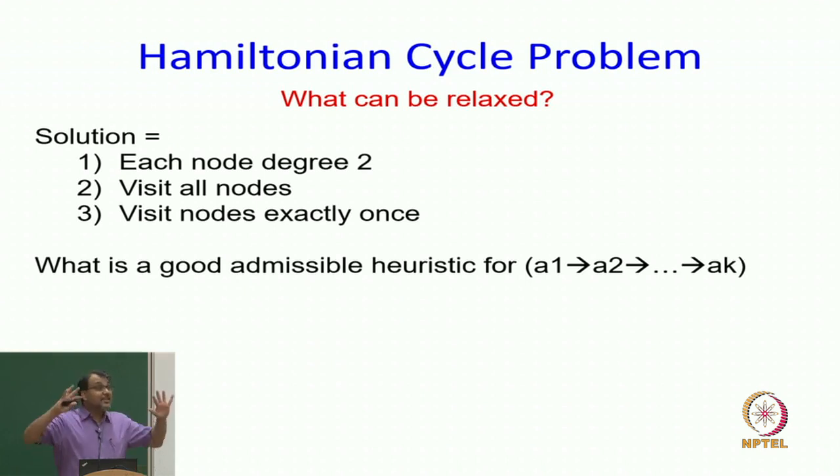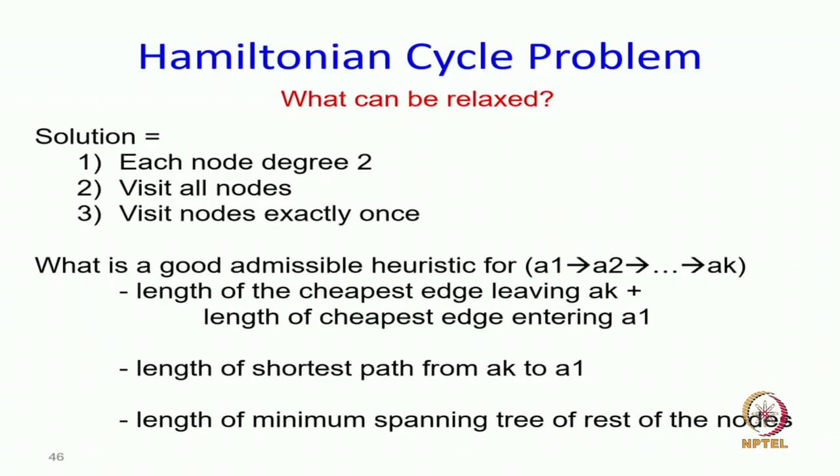Can you think of something that you have studied which does not return something with degree 2, but has some notion of shortest or optimality? Yes, Sukriti. Minimum spanning tree. So let us think about what a minimum spanning tree is. A minimum spanning tree on the rest of the nodes, so on the AK to A1 nodes, not using A2 to AK minus 1.